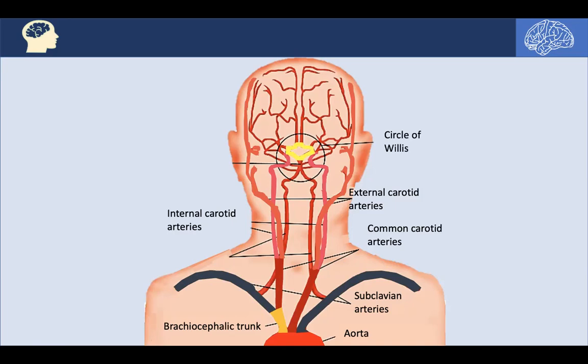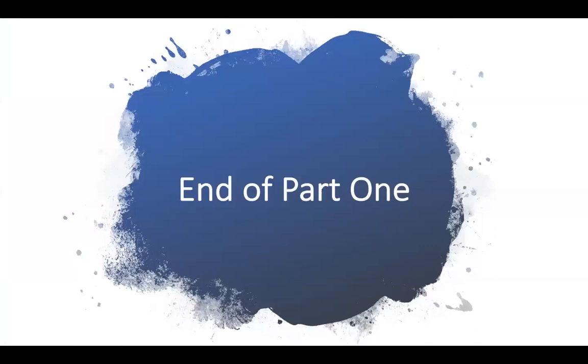And as we mentioned, the ICA will form the anterior part of the circle of Willis, including the middle cerebral arteries, which go laterally, and the anterior cerebral arteries, which go anteriorly. And regarding the posterior circulation, we have the two vertebral arteries that come from the two subclavian arteries and unite to form the basilar artery, which contributes to the posterior cerebral arteries. And here we conclude the first part of this series.